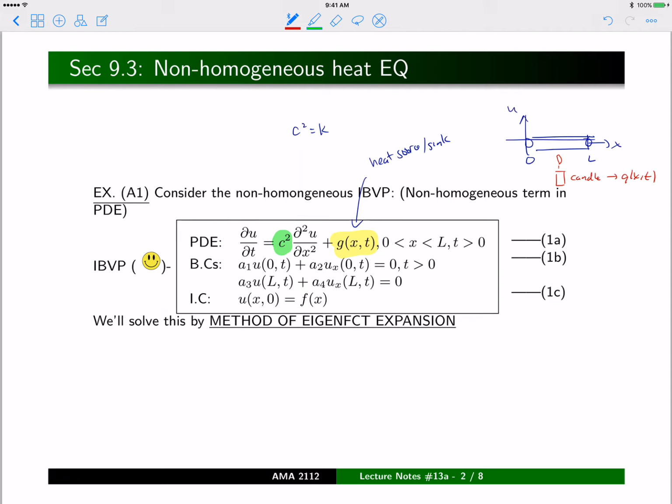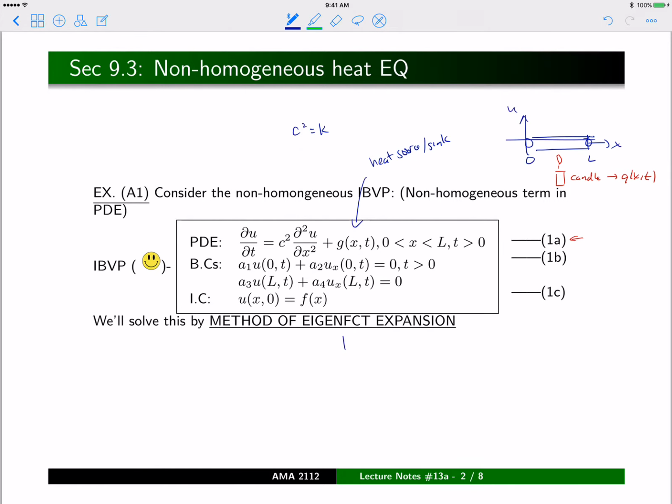So here's the PDE, equation 1a, and here are our generalized boundary conditions at x equal to 0, and here at x equal to L. And as usual, we have our initial conditions. So how do we solve this?